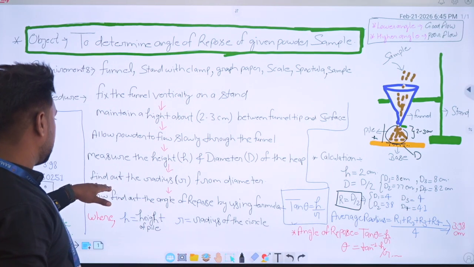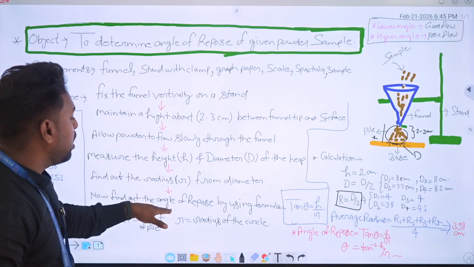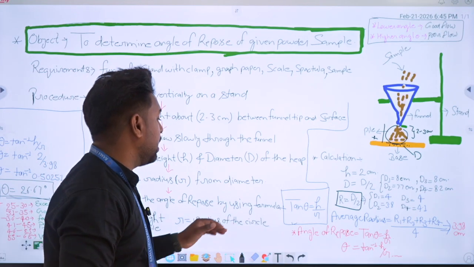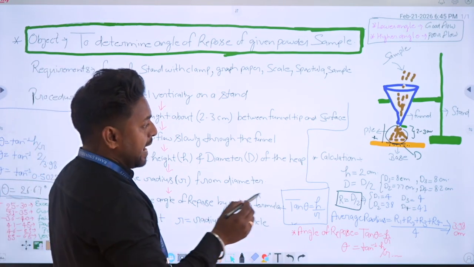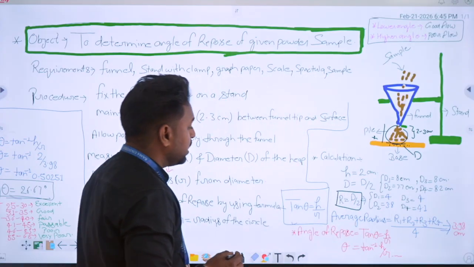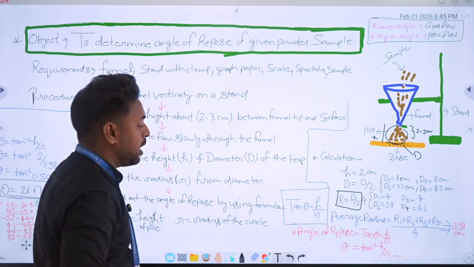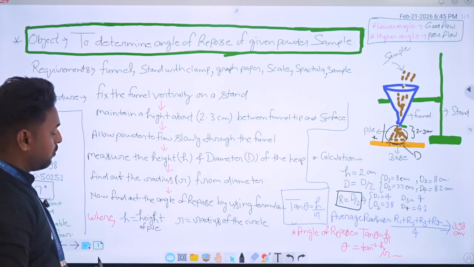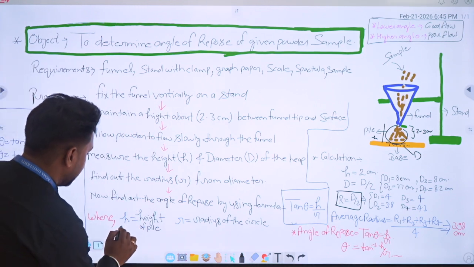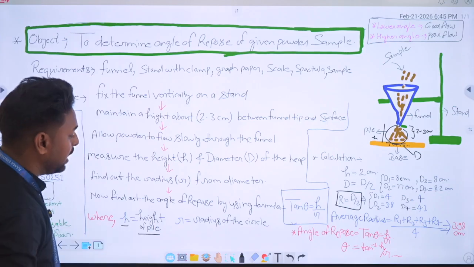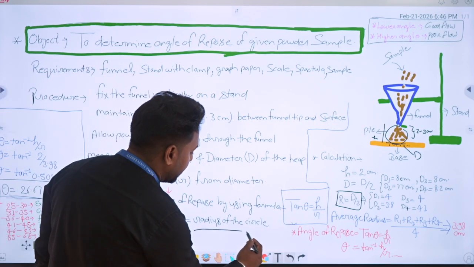After that, find out the angle of repose by using the formula. When we get h and r both, we use the formula tan theta is equal to h upon r. This is the formula of angle of repose, where h is equal to the height of the pile and r is equal to the radius of the circle.